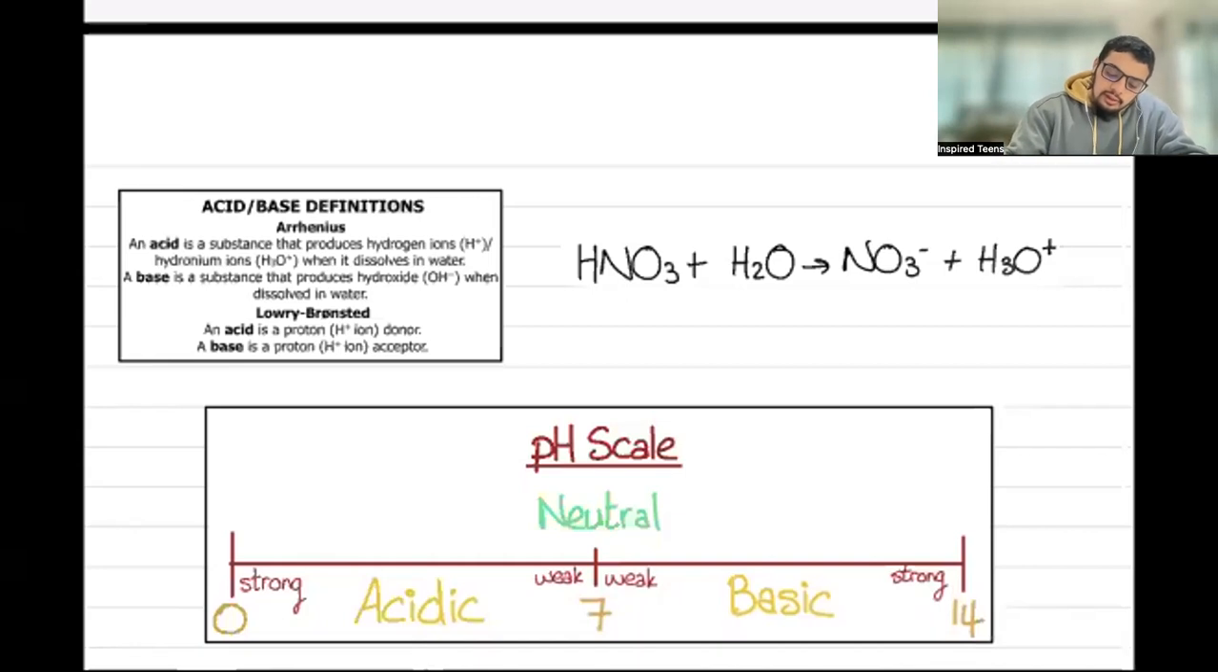So here we have a little chemical equation. And in this chemical equation, we have HNO3 plus H2O to give us NO3 minus plus H3O plus. This is actually an ionization reaction, but that's not so important for now.